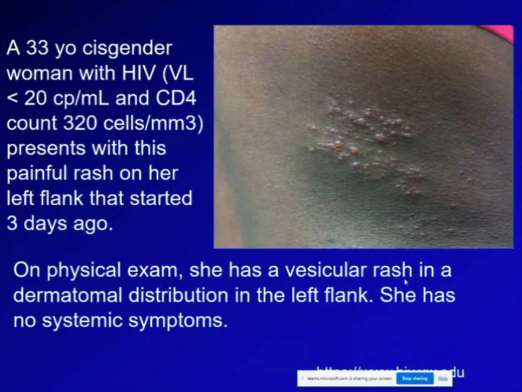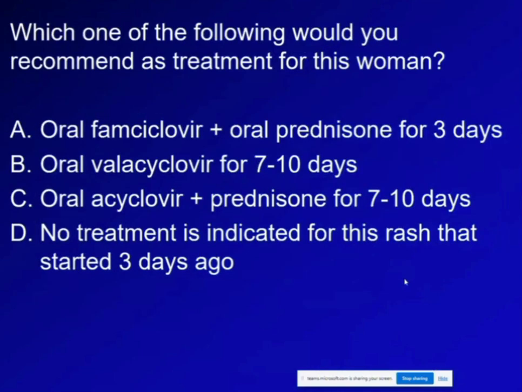All right, who wants to take this one? Started 3 days ago. Physical exam, she has a vesicular rash. She has no systemic symptoms. So what do you think this is? Zoster. Yeah, I agree. And they're not going to ask you the diagnosis. They're going to say, what do you want to treat it with? 2 steps.